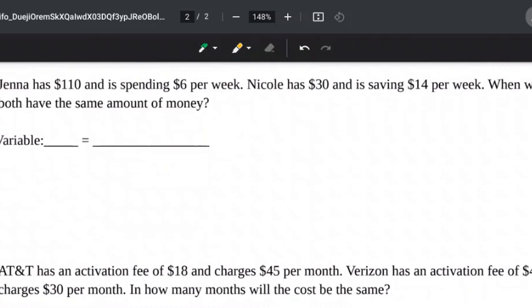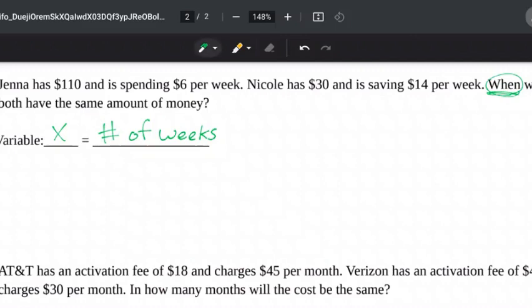All right, let's jump down here to number 1. So Jenna has $110 and is spending $6 per week. Nicole has $30 and is saving $14 per week. When will they both have the same amount of money? So we're looking for some information here to see when they will be the same. We are looking at the how many weeks. So our variable is after how many number of weeks will they have the same amount of money. So when, that's our timing, and we know that they're dealing in weeks.